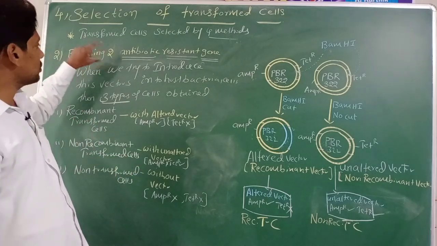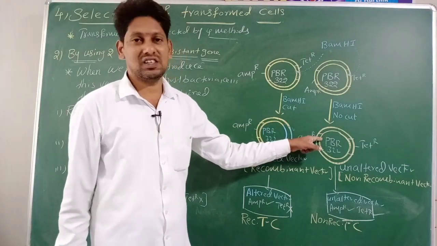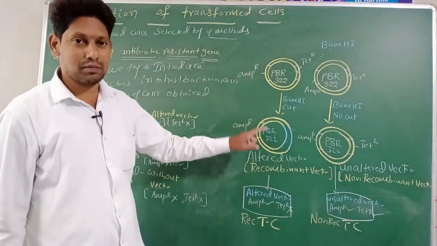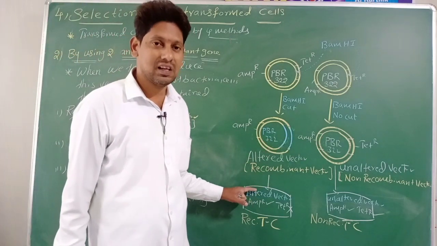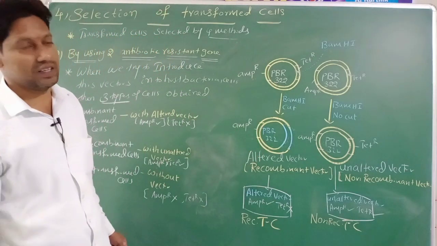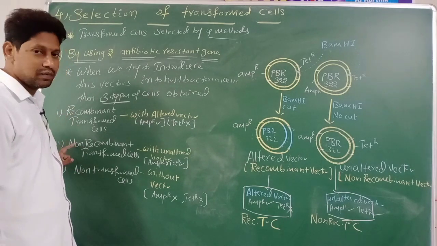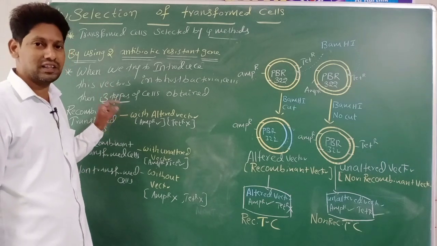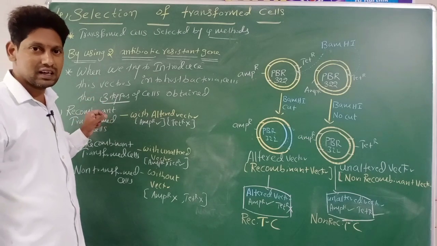Therefore, when we try to introduce these vectors into the host bacterial cells, how many possibilities? Three possibilities. Altered vector may enter, or unaltered vector may enter into the host bacterial cell, or the vector may not enter into a host bacterial cell. These are the three possibilities. So we are getting three types of cells: recombinant transformed cells, non-recombinant transformed cells, and non-transformed cells. It's a very lengthy topic, but it's very easy. If you concentrate, you will get it easily. Is it okay? Clear? Right.